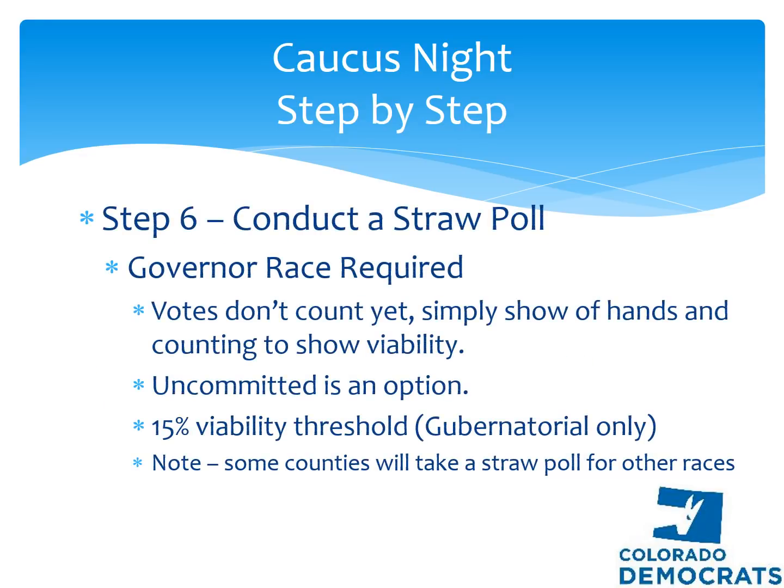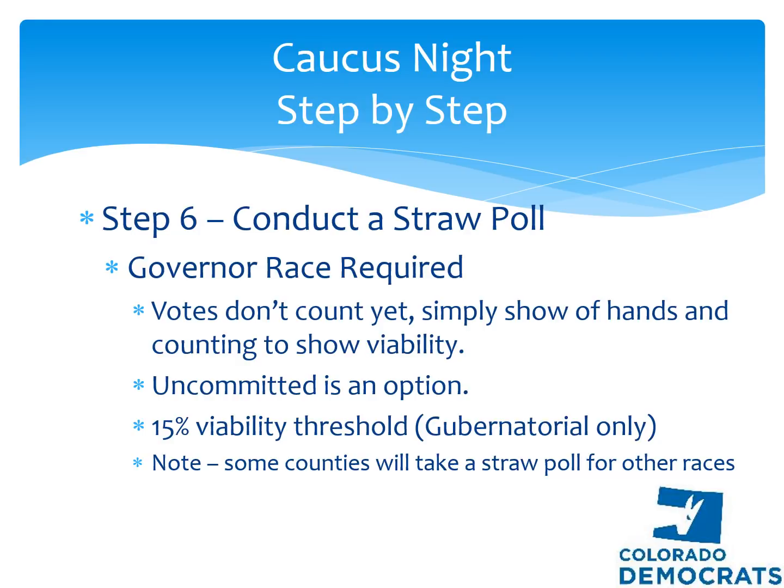Step 6 involves conducting a straw poll. This is required for the governor's race before the actual preference poll is taken. These votes don't count. They are simply a show of hands to determine which candidates are likely to make the 15% viability threshold. Please note that uncommitted is an option.